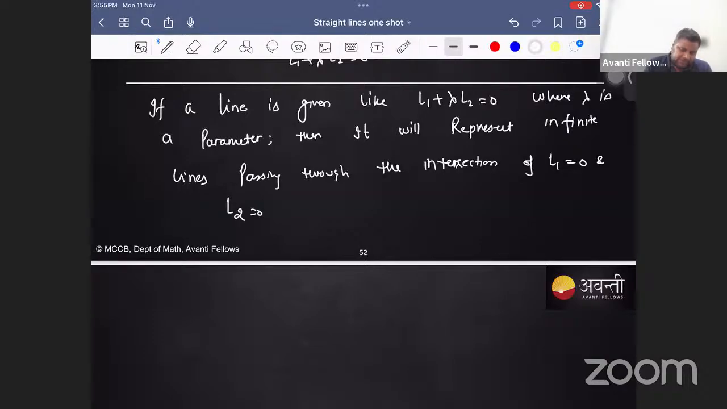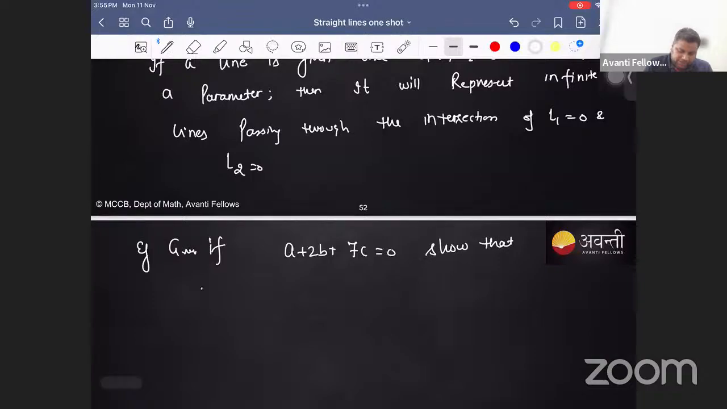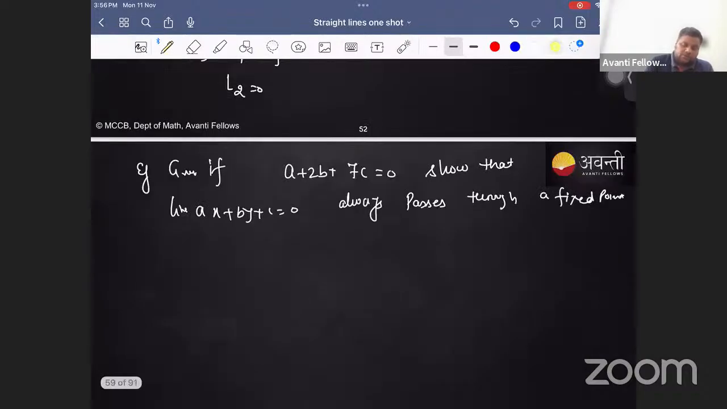And let's take an example. Given A plus 2B plus 7C equal to 0, show that the line AX plus BY plus C equal to 0 always passes through a fixed point. Now, see how we do it.